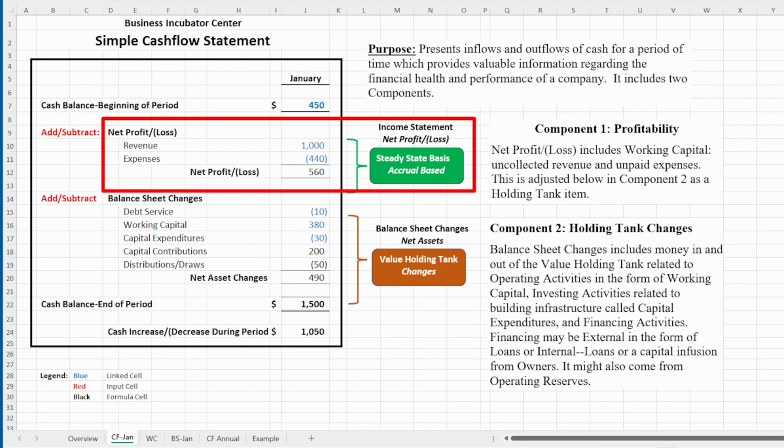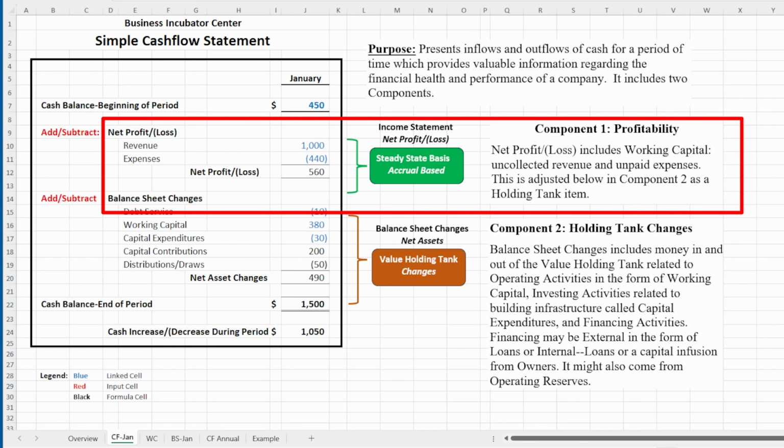Net profit or net loss, also called net income, on a steady state basis. This is component 1, profitability. Net profit or net loss includes working capital, uncollected revenue, and unpaid expenses. Since working capital has not yet translated into cash, this is adjusted below in component 2 as a holding tank item.